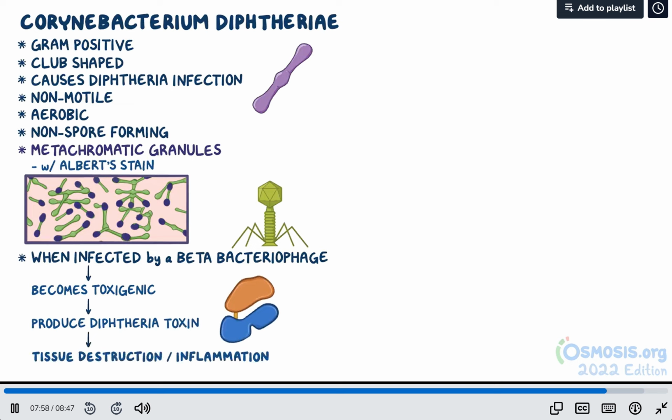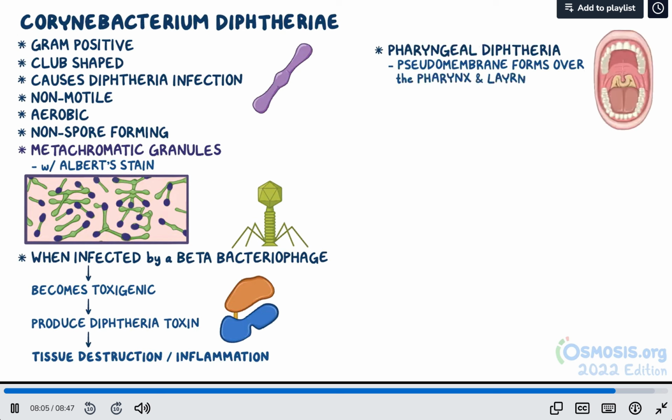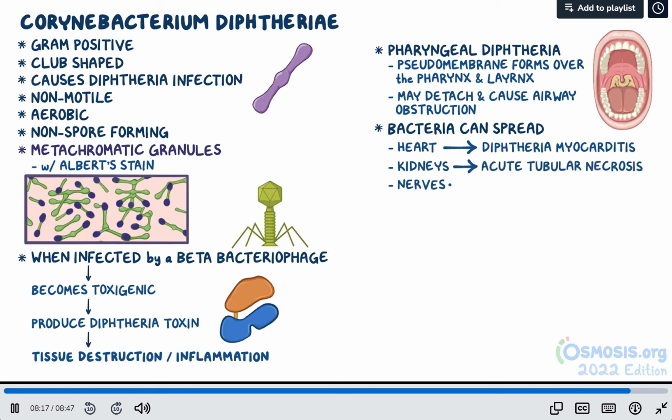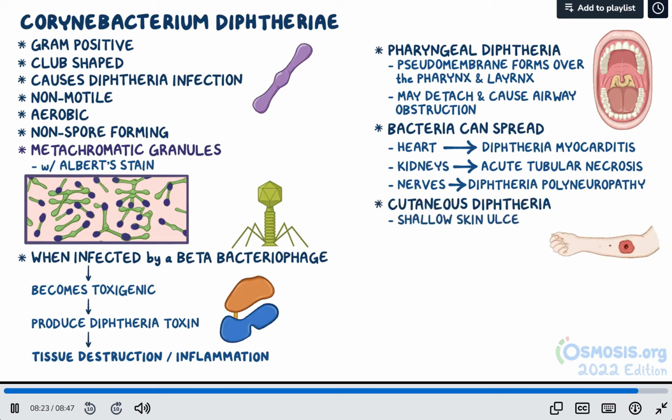Diphtheria can present as pharyngeal or cutaneous diphtheria. With pharyngeal diphtheria, a pseudomembrane forms over the pharynx and larynx, and it might detach and cause airway obstruction. Sometimes the bacteria can spread to other places, like the heart, resulting in diphtheria myocarditis, the kidneys resulting in acute tubular necrosis, or even the nerves, resulting in diphtheria polyneuropathy. With cutaneous diphtheria, there are chronic shallow skin ulcers.